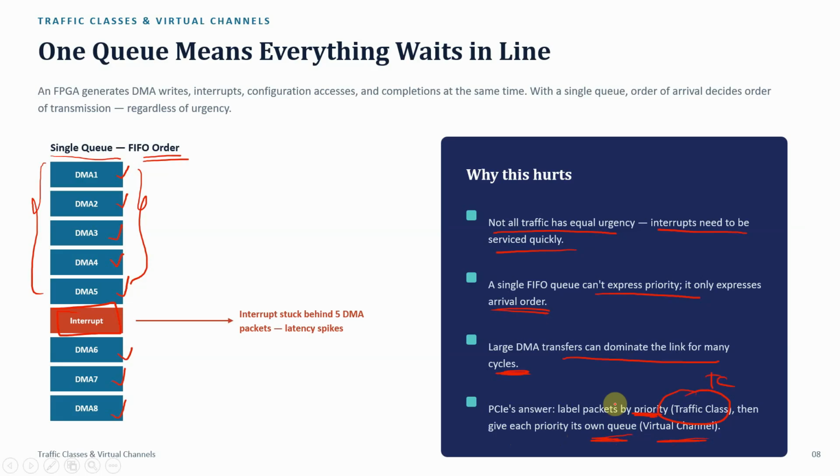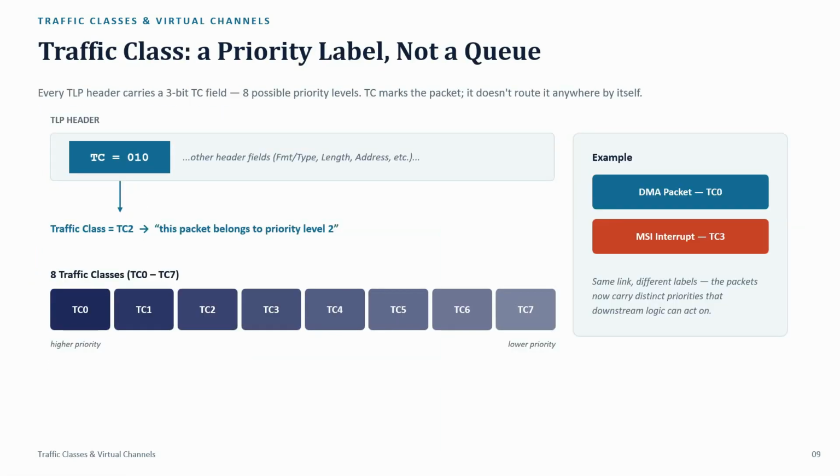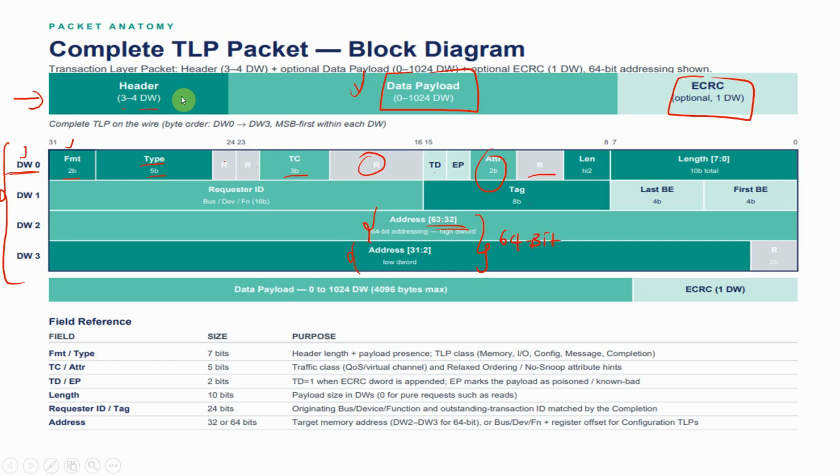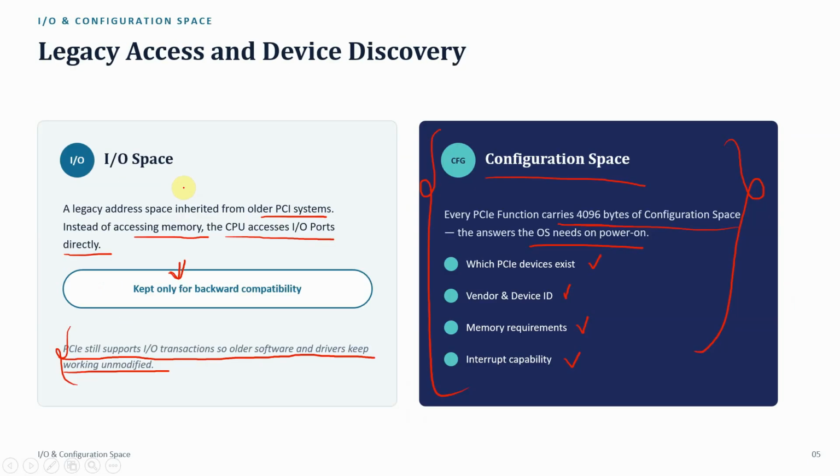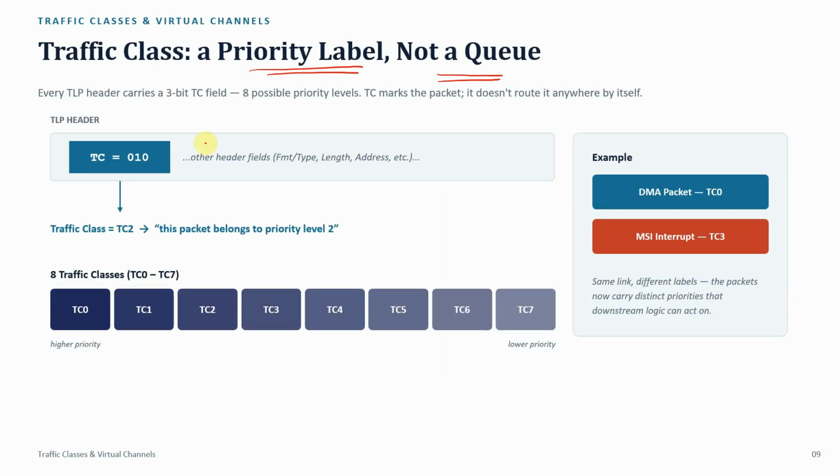Let us try to understand what I mean by traffic class and what I mean by virtual channel. A traffic class is like a priority label. It's not a queue. Every TLP header we have seen, right? Let me show you. Yes, this one, the TLP header. I'm talking about TC, which is nothing but your traffic class. Every TLP header carries a 3-bit TC field. 3 bits is 2 to the power 3, which is 8 possible priority levels. And the traffic class marks the packet. It doesn't route it anywhere by itself.